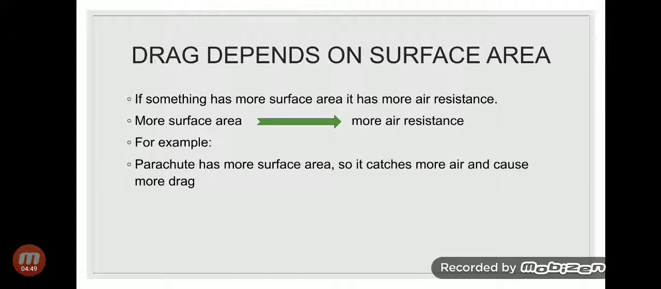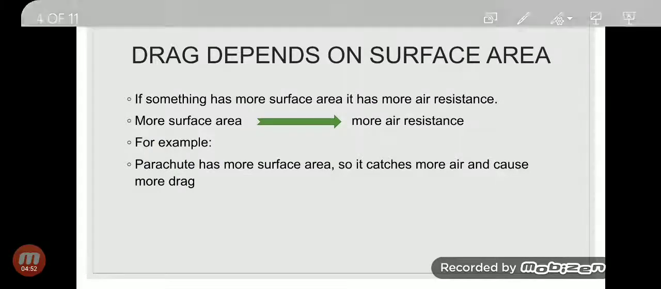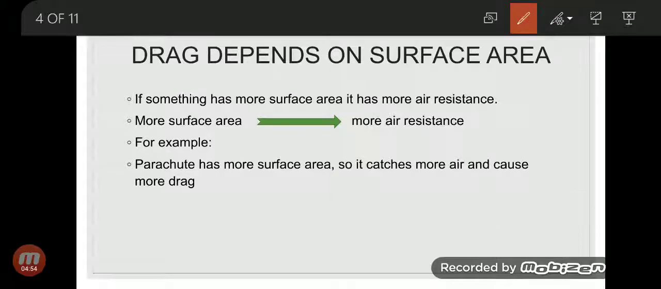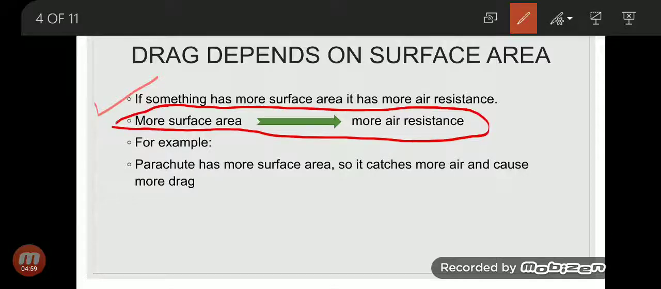If something has more surface area, it has more air resistance. This is the key point. More surface area means more air resistance. For example, a parachute has more surface area, so it will catch more air inside and cause more air resistance. More surface area, more air will collect inside and it will have more air resistance.